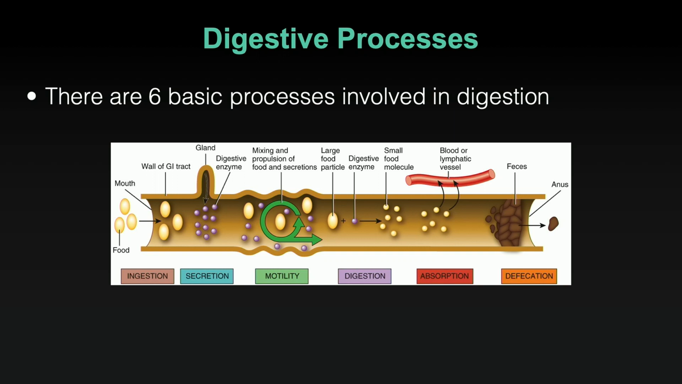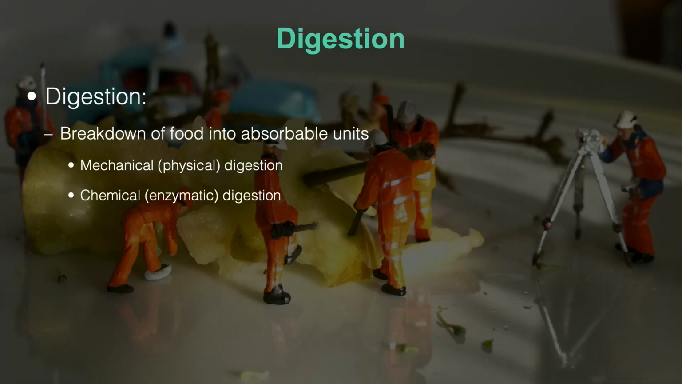So, 6 processes, if you're being really specific, but the digestive system focuses on digestion. It's not the motility system. It's not the secretion system. It's the digestive system. Now, digestion really occurs in 2 parts, or 2 forms.